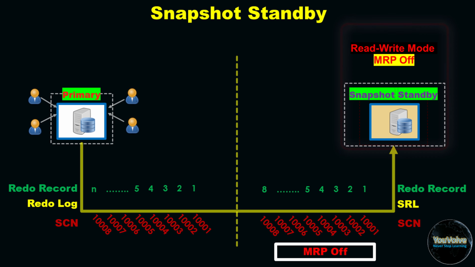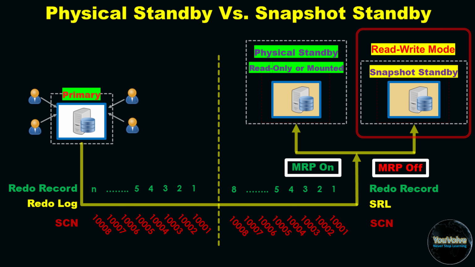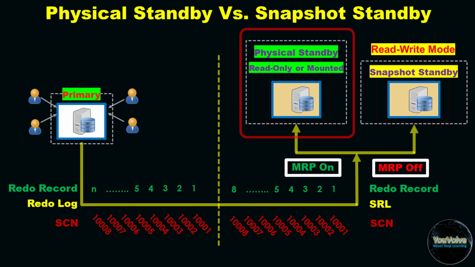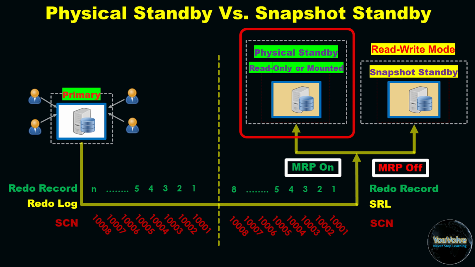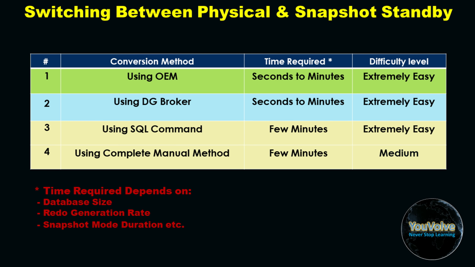and then you can fail over to the standby and open it as new primary. But the good thing is you can actually switch the modes of a standby database between its physical standby mode, which is either mounted or opened read-only with MRP on, and snapshot standby mode, which is opened read-write with MRP mandatorily off. Now let's see how to convert or switch between the physical standby and snapshot standby database modes.